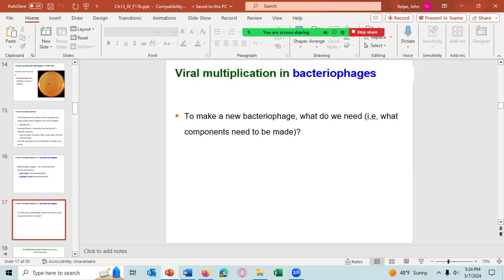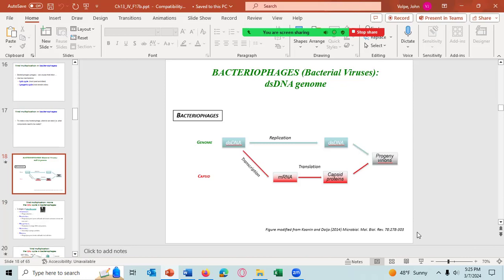All right, let's talk about the lytic life cycle first. To make new bacteriophages, what do we need? What components of the virus need to be made? Can anyone answer that? Don't have time to wait.